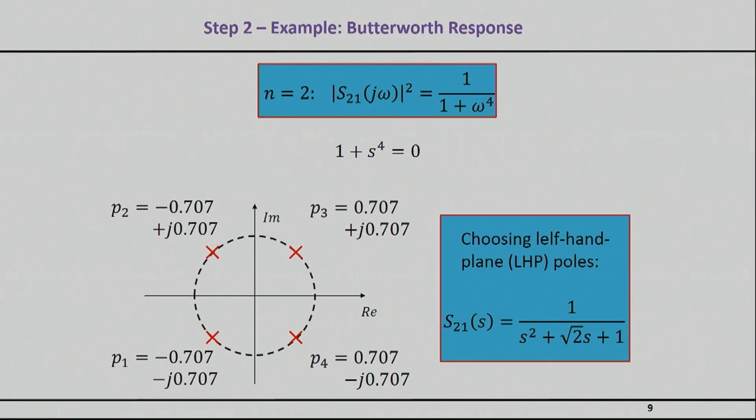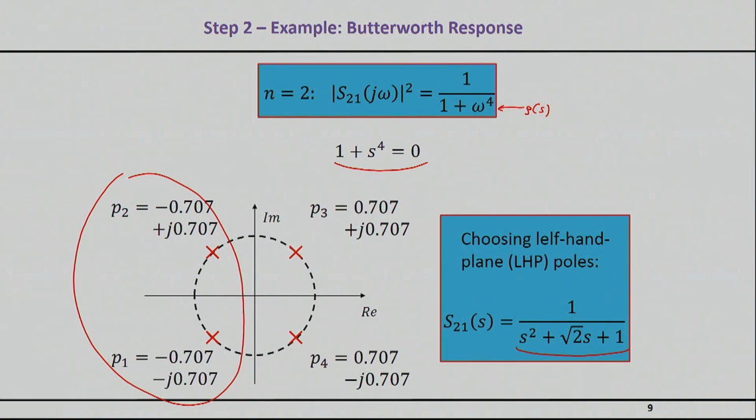Let's see one more example. If my order is now equal to 2, then my g of s is 1 plus omega to the 4th. And that means I'm looking for the roots now of this polynomial. These roots are complex, so there are 4 of them. And clearly, again, I'm only going to choose the ones on the left-hand plane. And so that means that I will have now this Hurwitz polynomial that you will see right there.